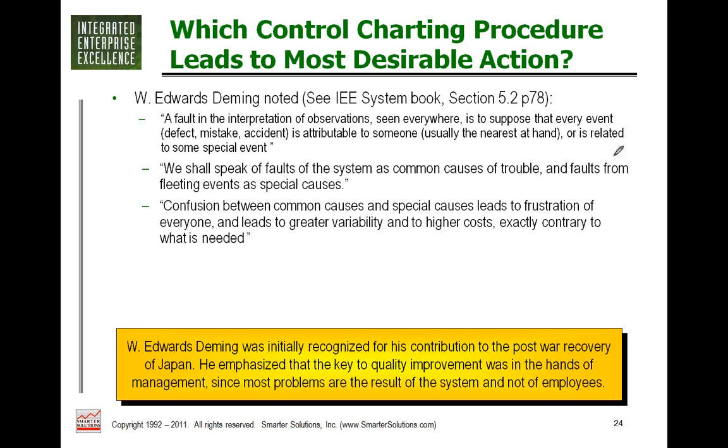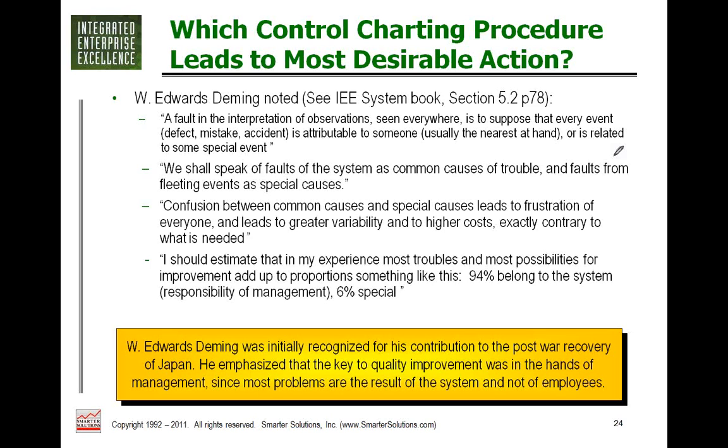He then talks about how confusion between common causes and special causes leads to frustration of everyone, which leads to greater variability and higher cost, exactly what we don't want. And then he would say that most of our problems are common cause. Now, let's go back to this particular statement over here. Okay, the second statement.